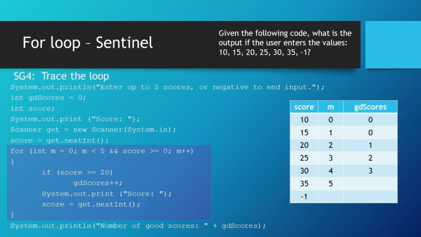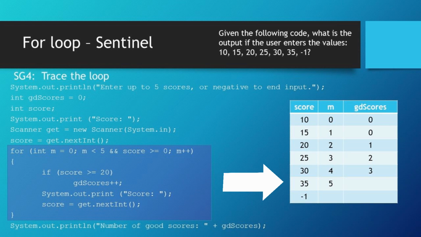3 is less than 5, and the value of score, 25, is greater than 0, so we go into the loop. 25 is greater than 20, so we increment good scores to 2. We read in the next value, 30. M is incremented to 4. 4 is less than 5, and 30 is greater than 0, so we go into the loop. 30 is greater than or equal to 20, so good scores is incremented to 3. We read in the next value, 35.